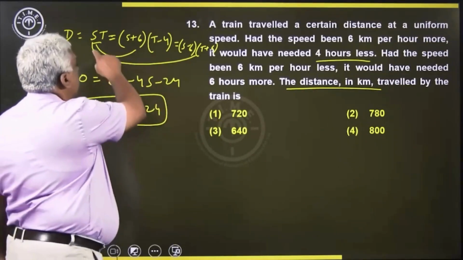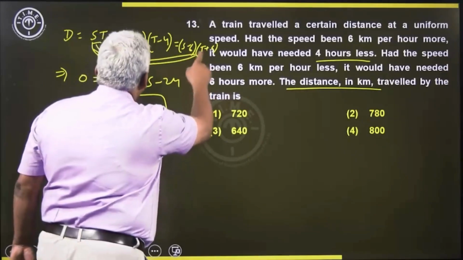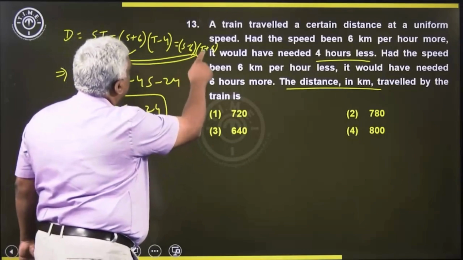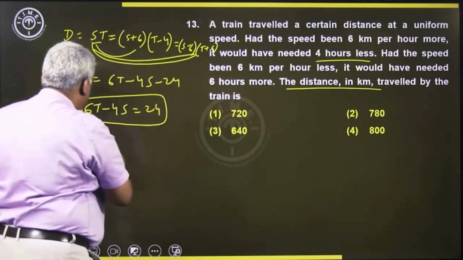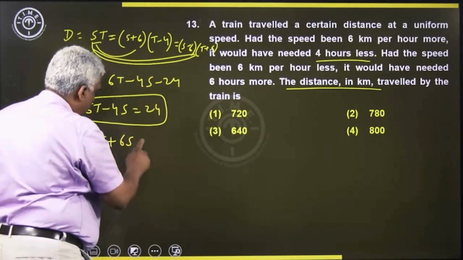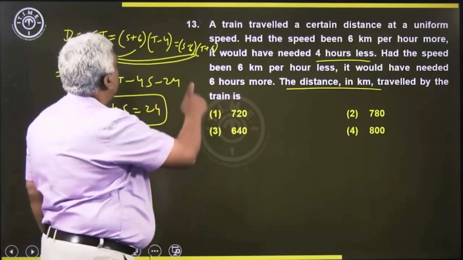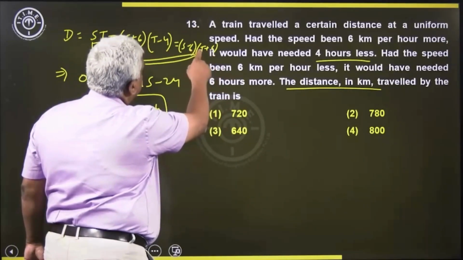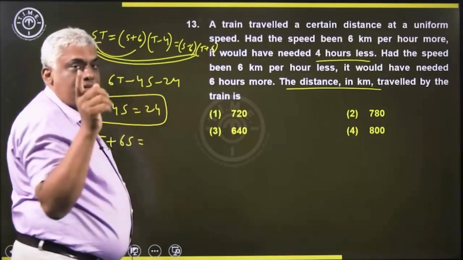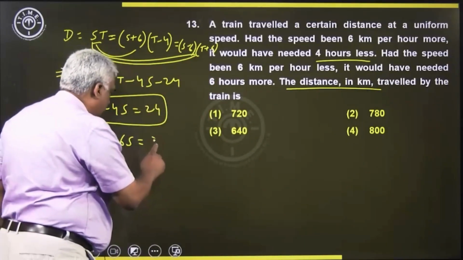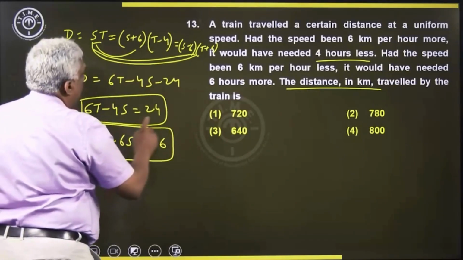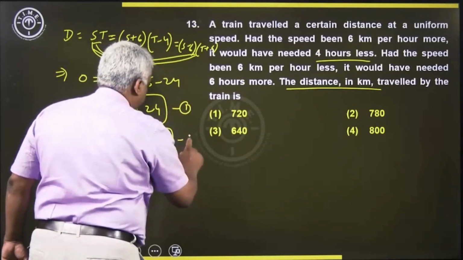Now, this and this. So minus 60 plus 6s minus 36 equal to 0. So 6s equals 36. So we got the second equation. Let's call them 1 and 2.